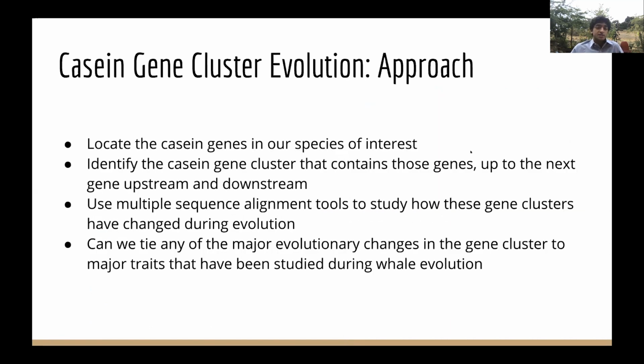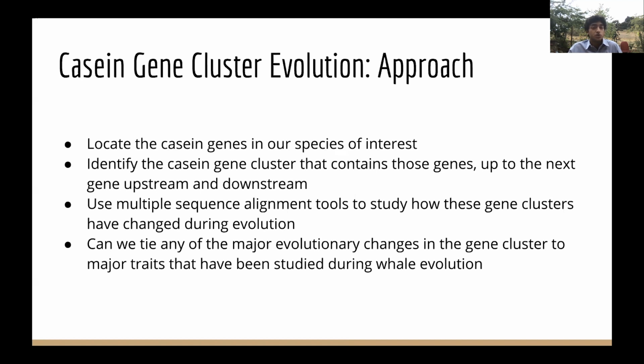So if you want to look at it in a step-by-step way, our approach is going to first start by locating our casein genes on the species that we want. And then we want to find those casein gene clusters for these genes. To find these clusters, we basically just take our casein genes and then go one gene up and one gene downstream. We're going to be doing that in just a second.